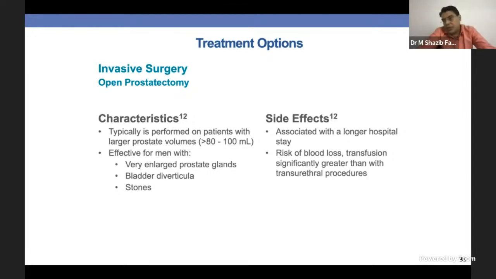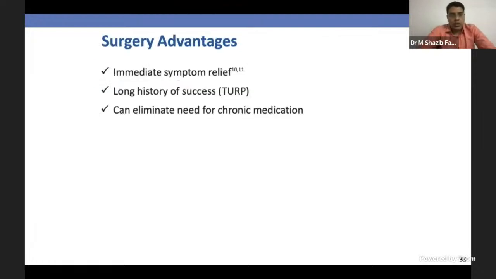But yes, it is associated with side effects: the patient requires a longer hospital stay, the risk of blood loss is more, and transfusion rates are higher than with minimally invasive procedures. Yet open surgery has advantages also: prompt or immediate symptomatic relief, a long history of success, and it can eliminate the need for chronic medication.